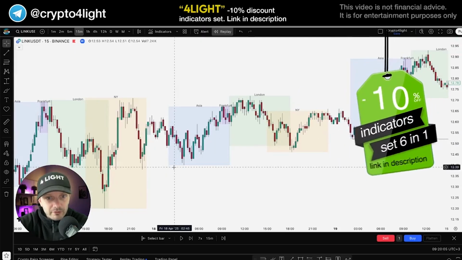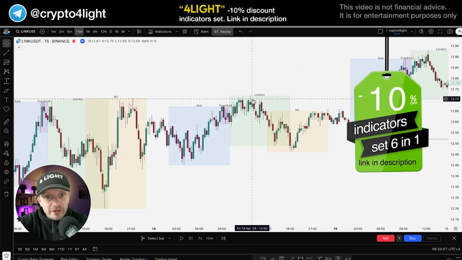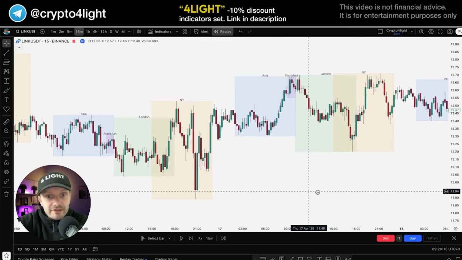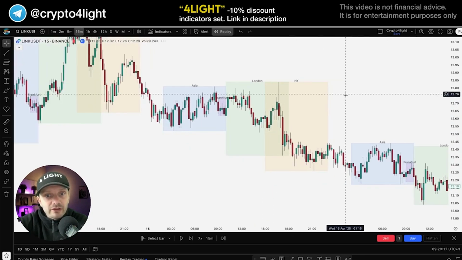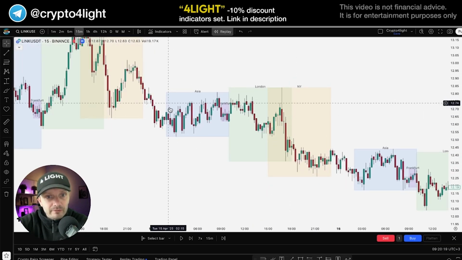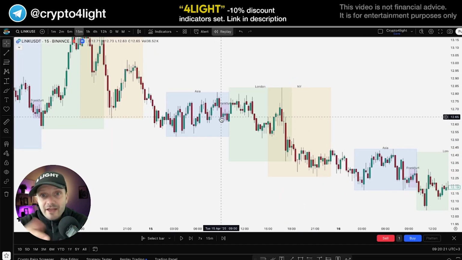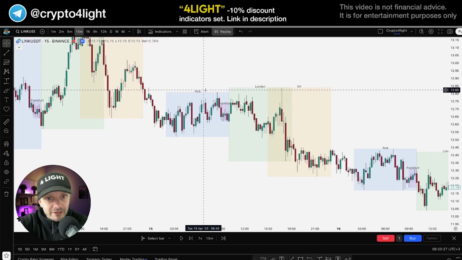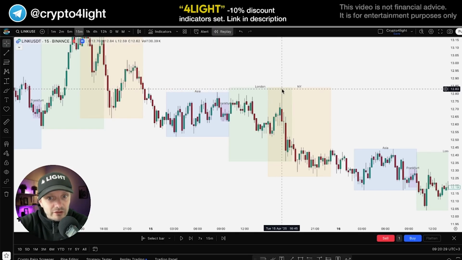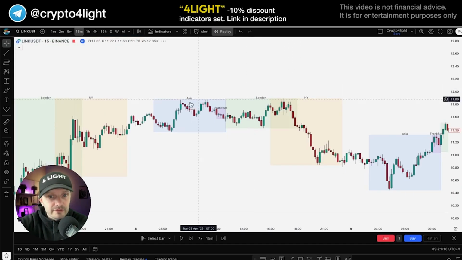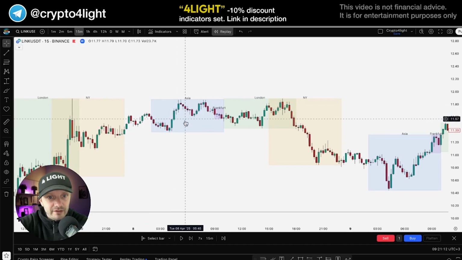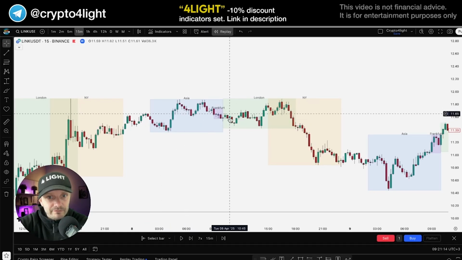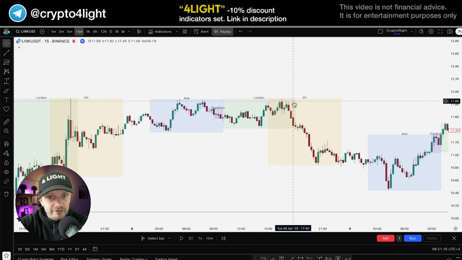So here, for example, accumulation, manipulation, distribution. It's not happening every single time. Here's an example of accumulation, everything intraday on the 15-minute time frame. Accumulation, manipulation, because here we grab the liquidity of Asia, still in the London session. Distribution, same story. Here's the Asia accumulation, manipulation in London, distribution.